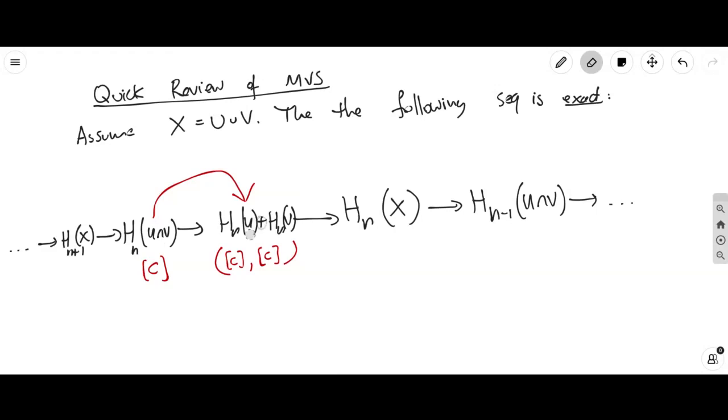It looks like it's an injection. It's not actually an injection. I mean, it could be an injection, but it does not have to be an injection. The next mapping that we have is the mapping from the sum to the total space.